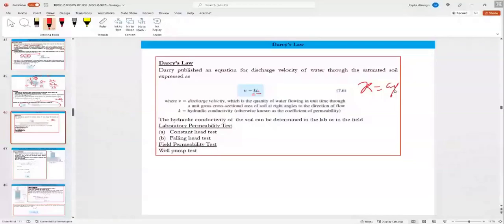Coefficient of permeability. We can determine K from the lab, with two methods, and from the field. From the lab, we use constant head and falling head. From the field, it's the pump test to determine the coefficient of permeability.